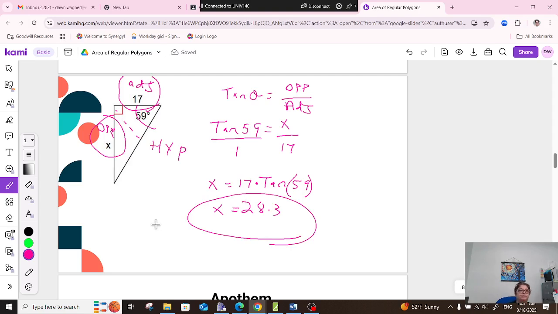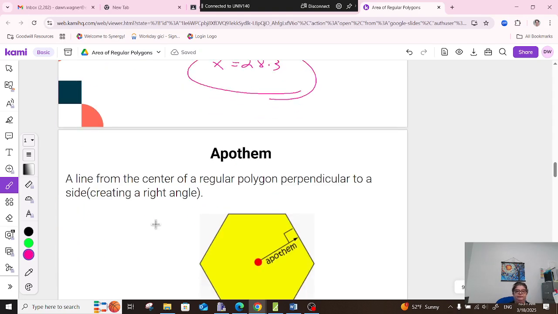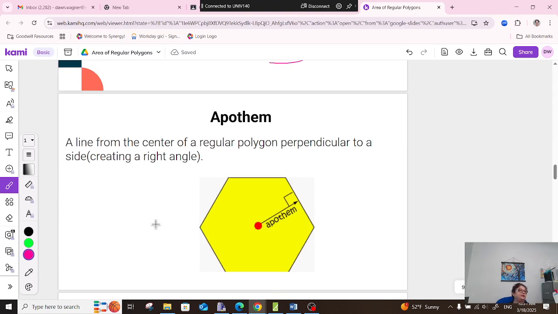Okay, that all should have been reviewed, right? Today is our new lesson. First thing you need to know is what an apothem is.